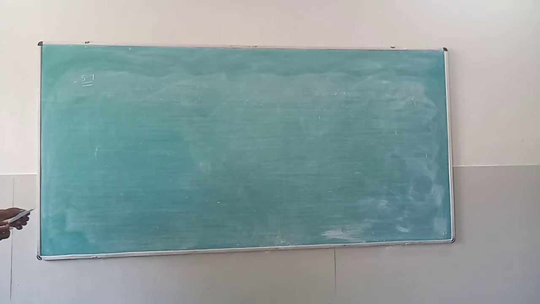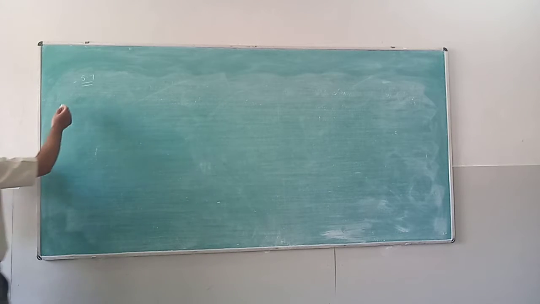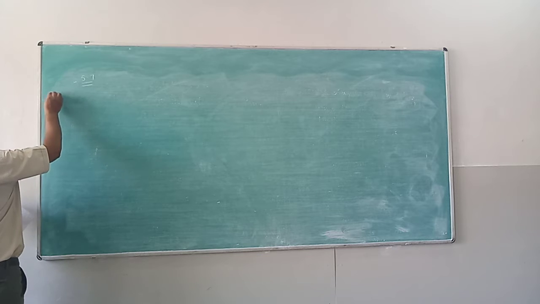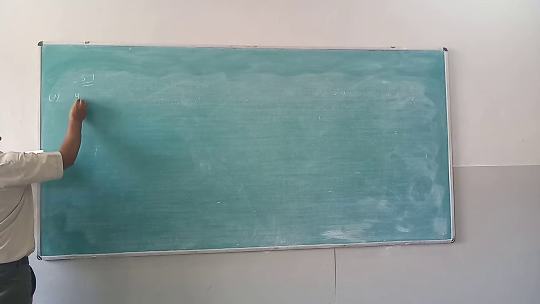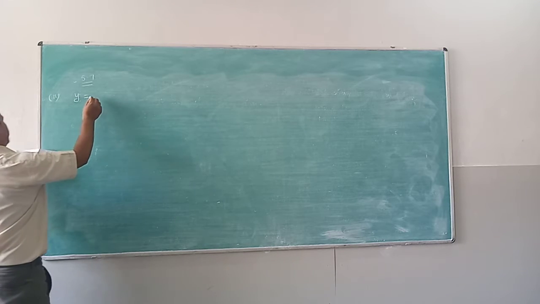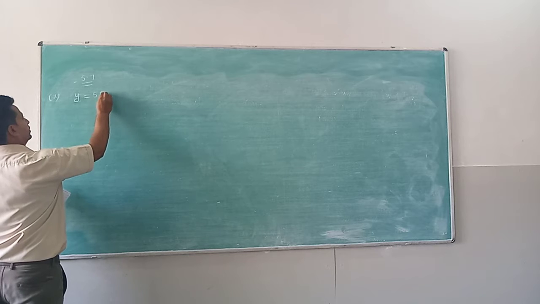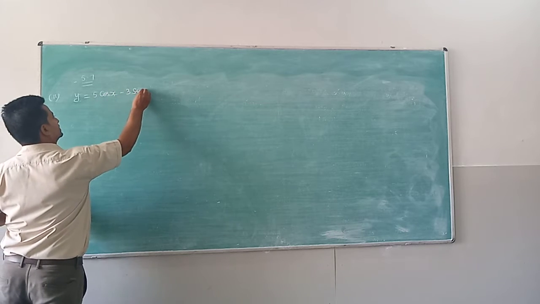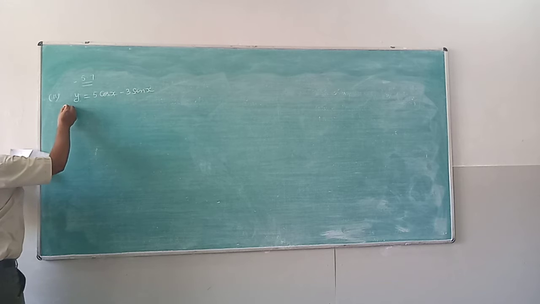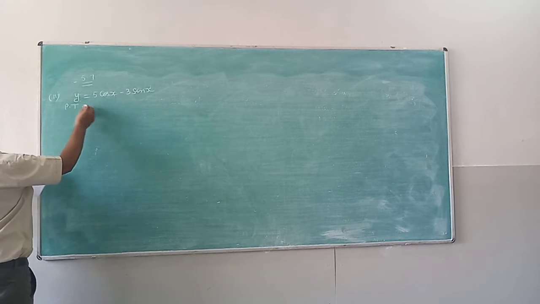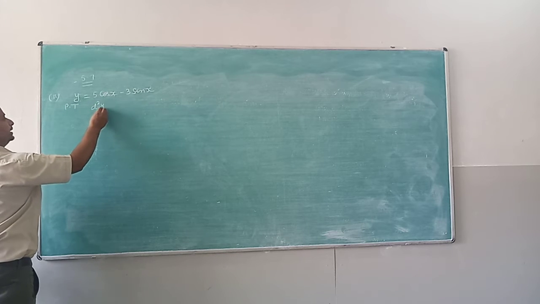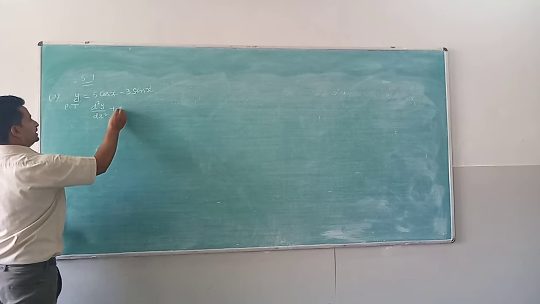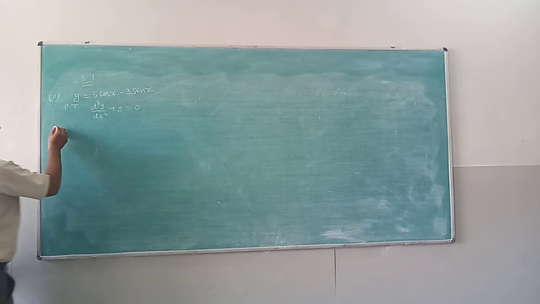Good morning, students. Today we discuss the remaining questions of exercise 5.7. In question number 11, the statement is y is equal to 5 cos x minus 3 sin x. In this question, we are required to prove that d square y upon dx square plus y equals 0.